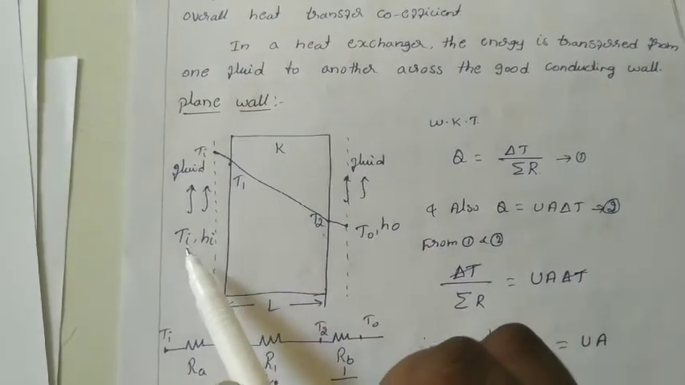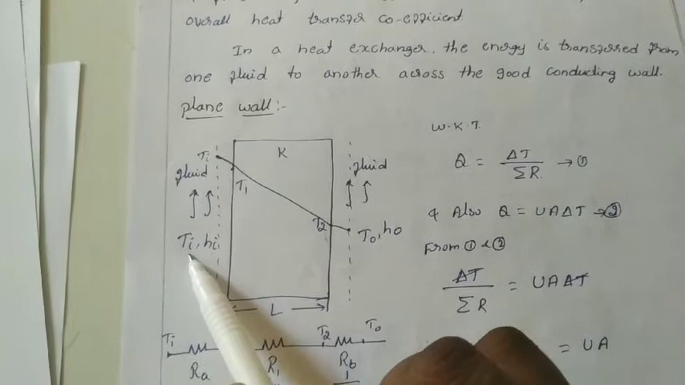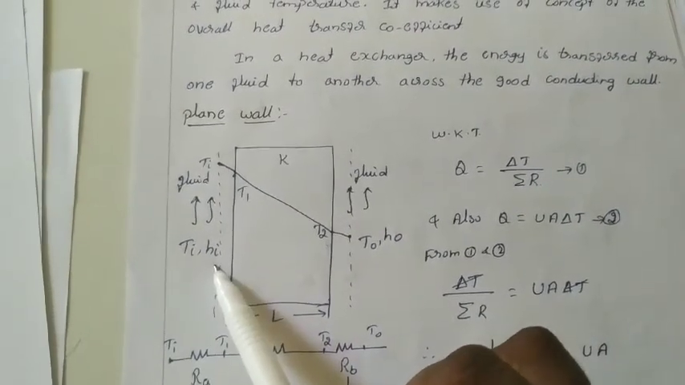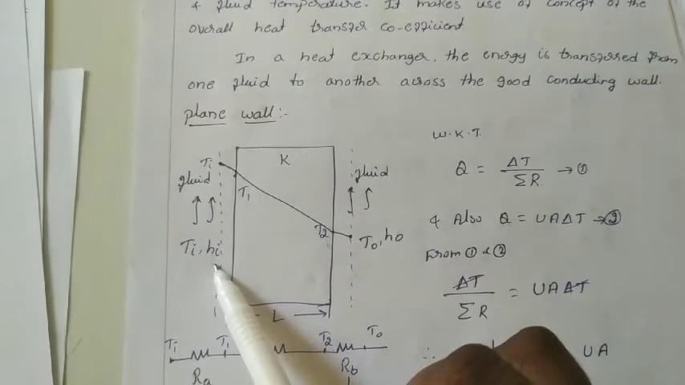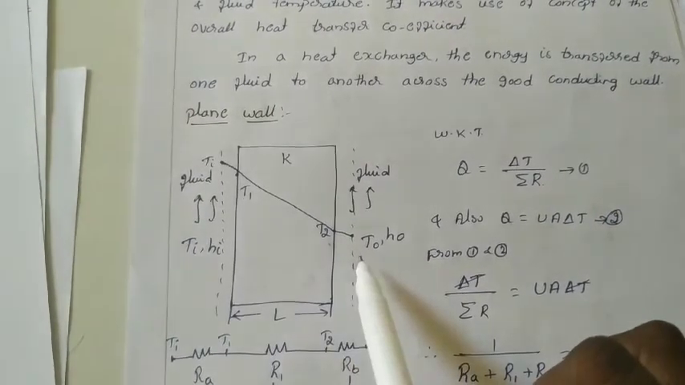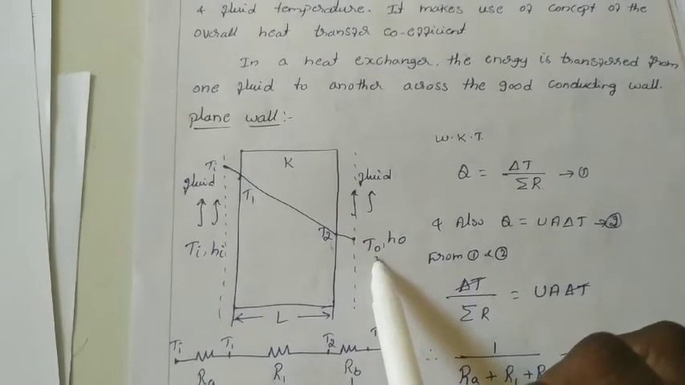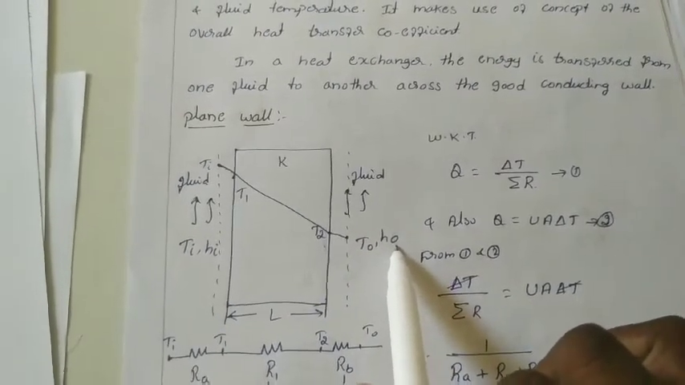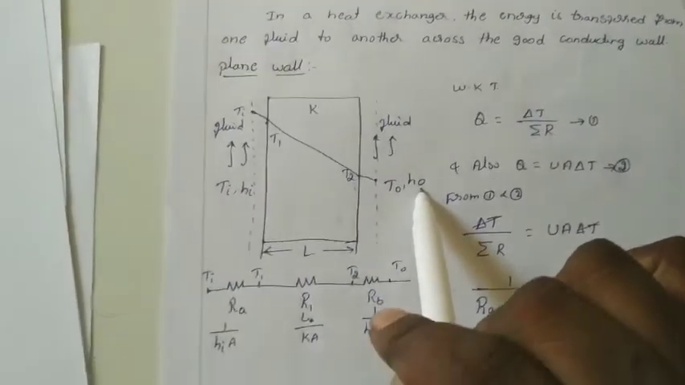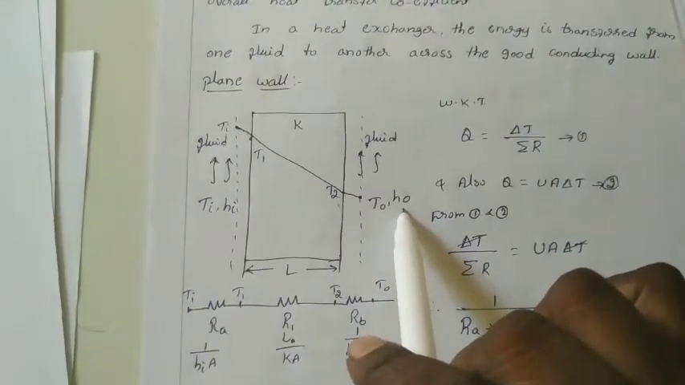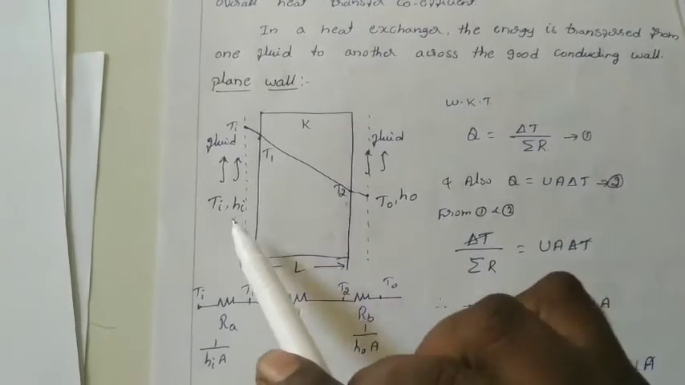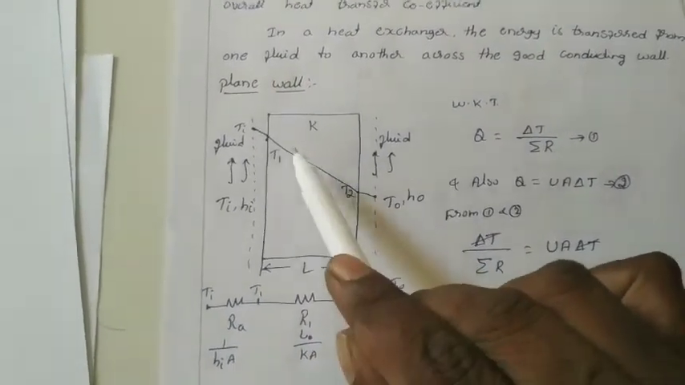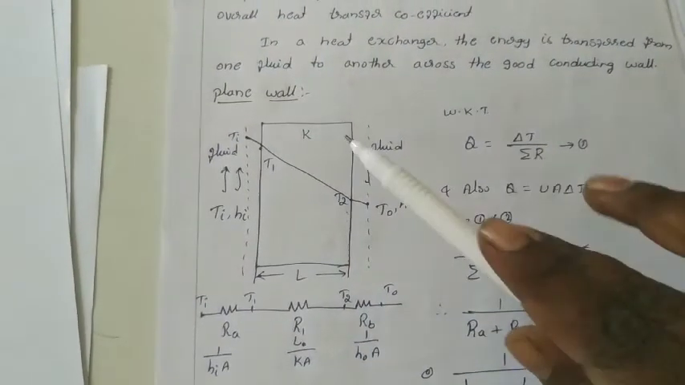Let Ti be the temperature of the fluid and hi the heat transfer coefficient of the fluid on one side, and at the same time T0 the temperature of the fluid and h0 the heat transfer coefficient on the other side. Here I represents the inside and O represents the outside. Okay, no problem. Now let us consider this plane wall.